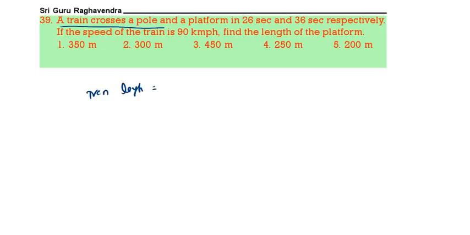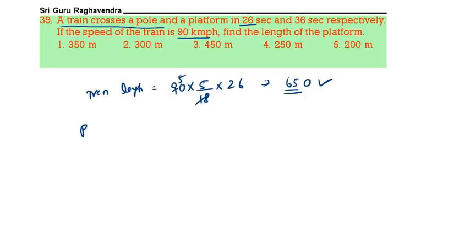The distance formula is speed into time. Speed is 90 km per hour, so 90 into 5 by 18, because we have to convert into meters per second. And it is crossing in 26 seconds, so it will be 25 into 26, which is 650. This is the length of the train.